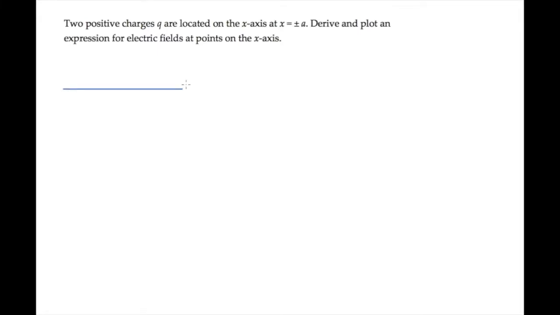This problem gives us two positive charges on the x-axis. To help us keep them separate, I'll draw this one in orange and the other one in green. They're located at plus and minus a. We're asked to find and plot the electric field on the x-axis.